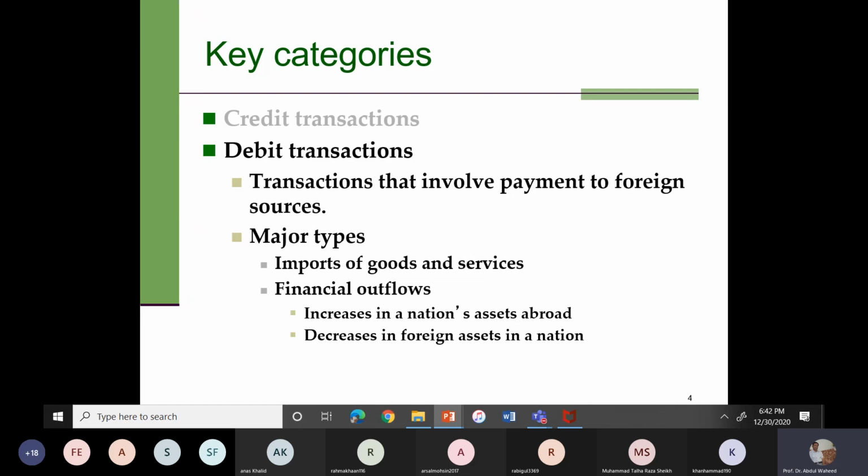And there are financial outflows, so an increase in nation's assets abroad. So if we are increasing our assets in some other countries, we have to make payment. So this would be regarded as a debit transaction. And a decrease in foreign assets in a nation. So again, if foreigners are selling their already purchased bonds, which are our bonds, again we have to make payment against those bonds. So this would be recorded as a debit transaction, and it will be entered with negative sign in the balance of payment.